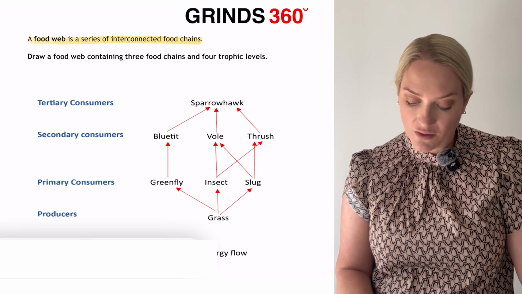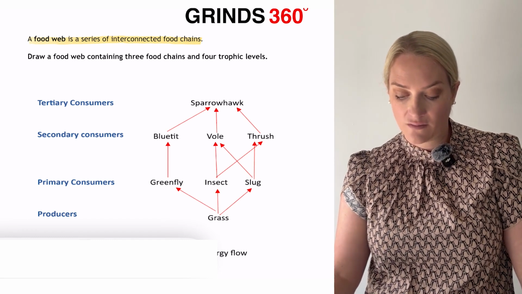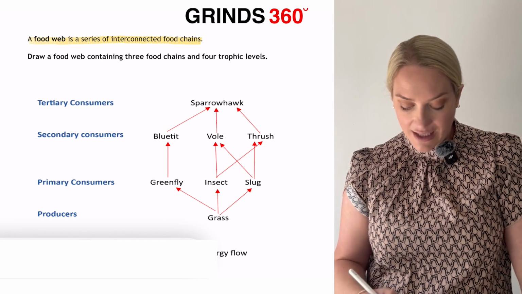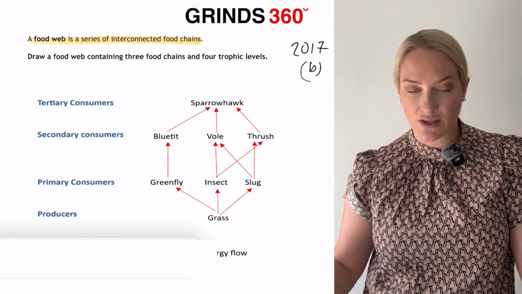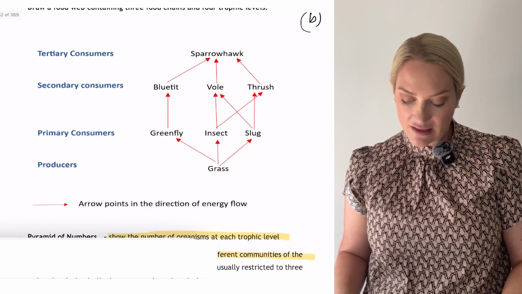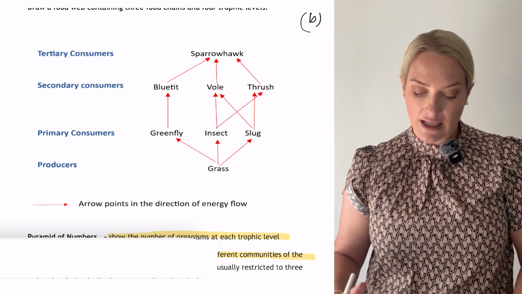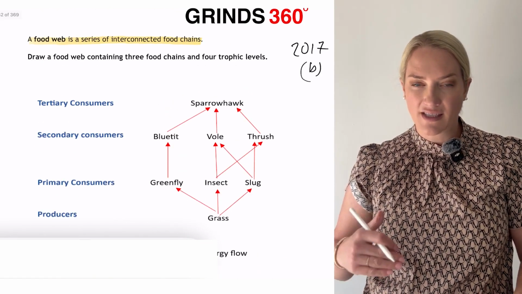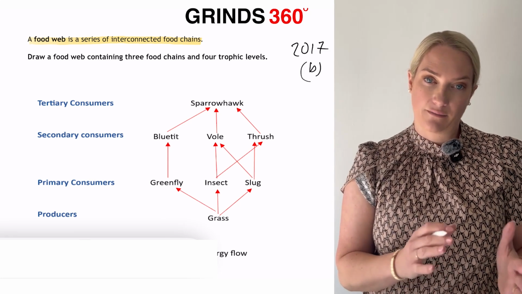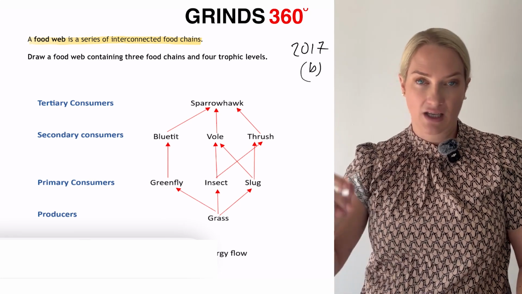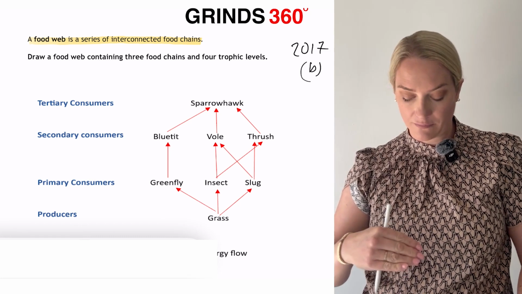So I have here, draw a food web containing 3 chains and 4 trophic levels. The last time this was asked was in 2017 in section B of the paper. They did ask students to draw a food web. So here's an example of a food web. Ideally, your food web would read from the bottom up. It can also read from left to right going across. It's never going to read from the top to the bottom.